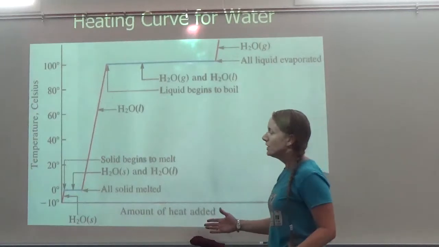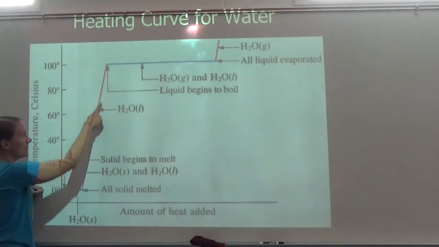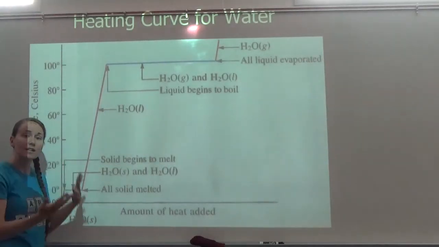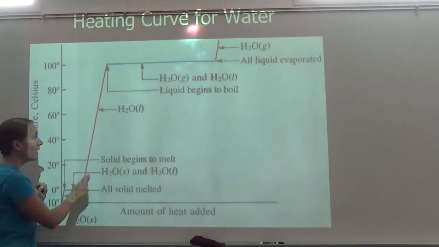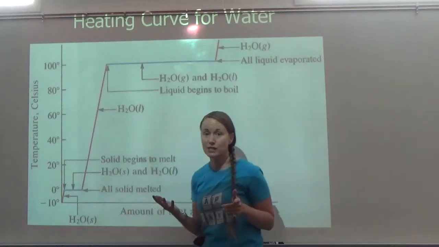Okay, so remember, in the parts that actually have a slope, that is when heat is being absorbed and it is making the particles move faster and temperature is actually changing. If you are at a flat portion of a heating curve, that is when a phase change is happening.